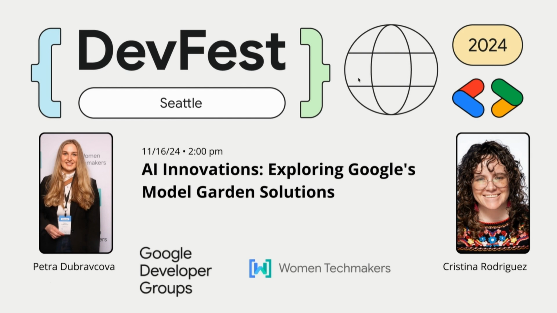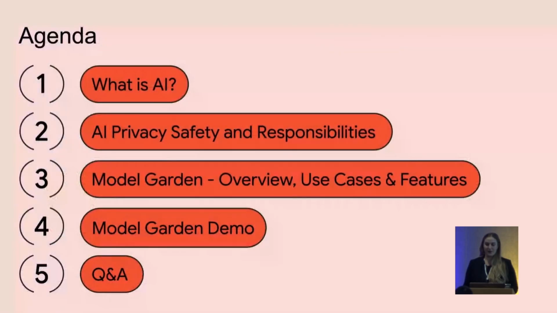Hi everyone, can you hear me well? Alright, so let's get started. Today our session is on AI innovations, exploring Google's Model Garden solutions. We will go through this agenda: what is AI, AI privacy, safety, and responsibilities, Model Garden overview, use cases and features, Model Garden demo, and then in the end we'll have Q&A.